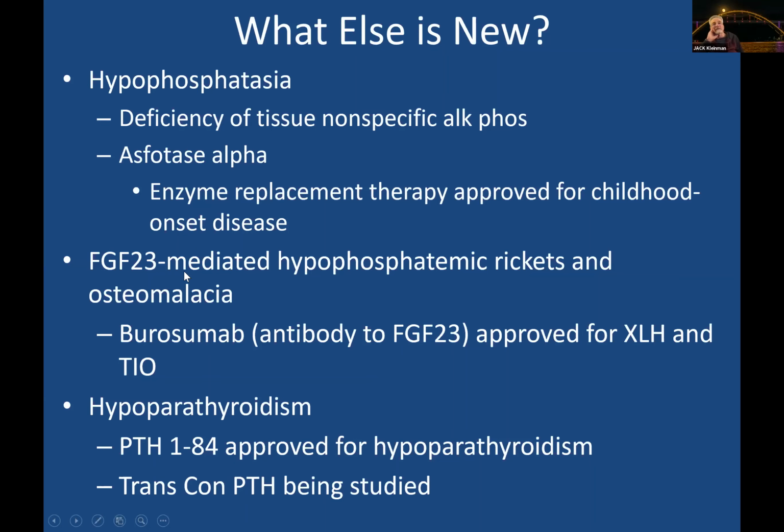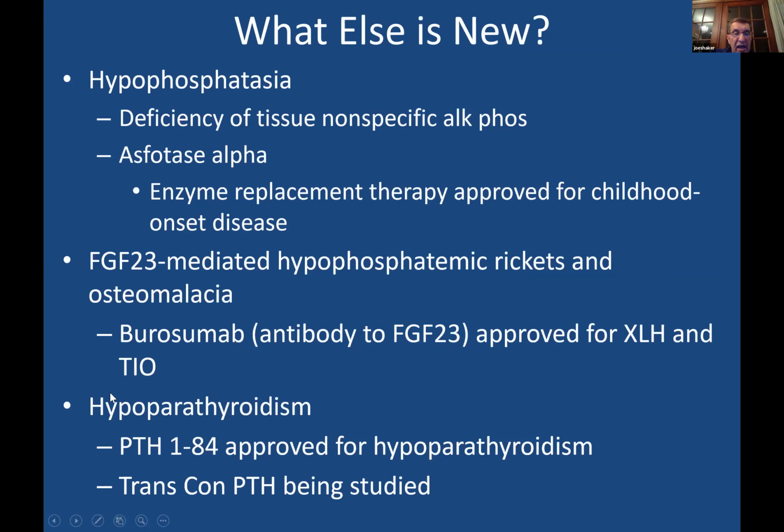The next thing, FGF23 mediated hypophosphatemic rickets. So this is like X-linked hypophosphatemic rickets or tumor-induced osteomalacia in adults. And for X-linked hypophosphatemic rickets, there's an antibody to FGF23. It works very well. And for those patients with tumor-induced osteomalacia in whom you cannot find the tiny mesenchymal tumor that's causing it, this drug also works very well.